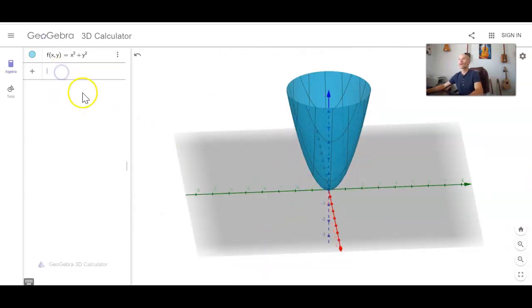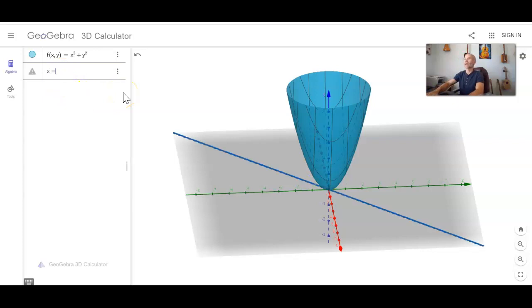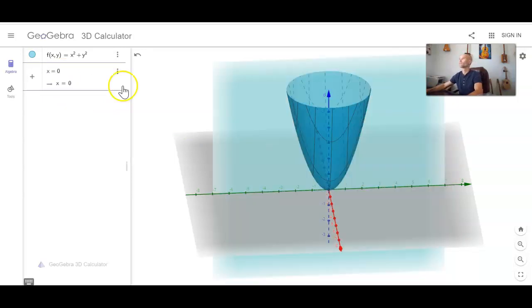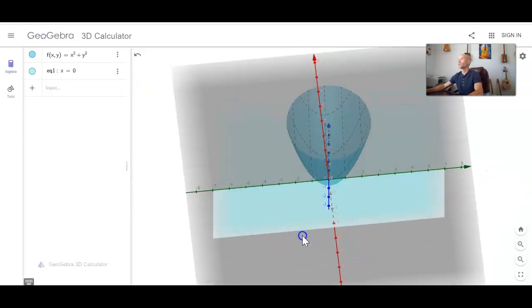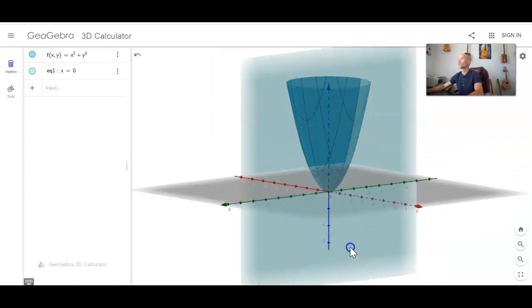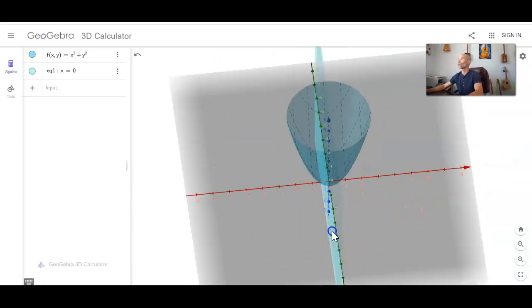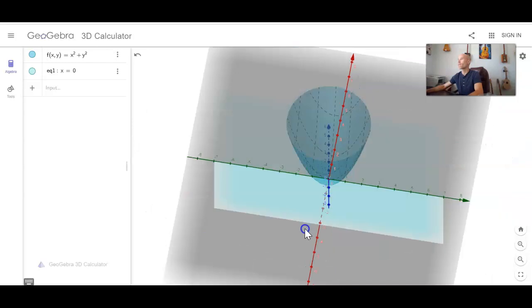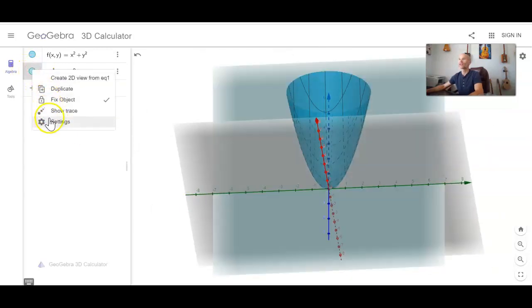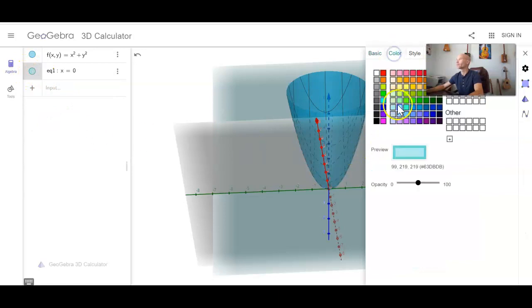And now what I'm going to do is I'm going to say, let's say x equals 0. Now, as I begin rotating this, we can imagine what this slice would look like. Okay, and we can also change the color in here. I'm going to change the settings on this slice, make it a little darker.